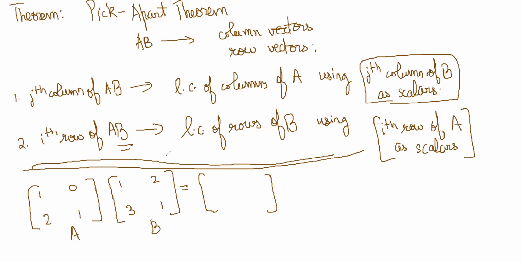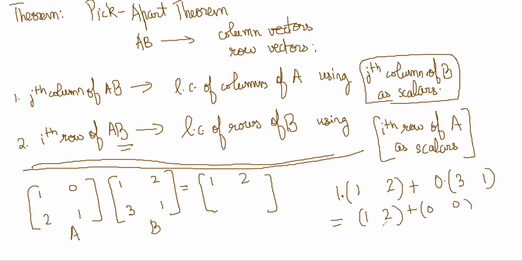So first row of A is what? 1, 0, no? So 1 into rows of B: 1, 2 plus 0 into 3, 1. So this is just row vector 1, 2 plus 0, 0. So the answer should be 1, 2. When you add these two vectors, what will come? 1, 2. Correct.